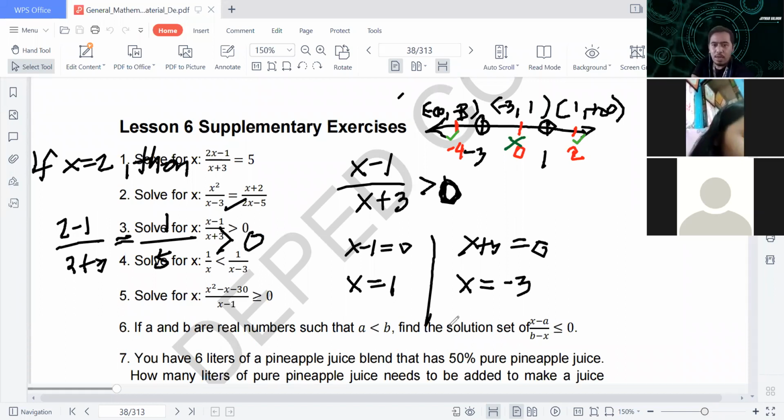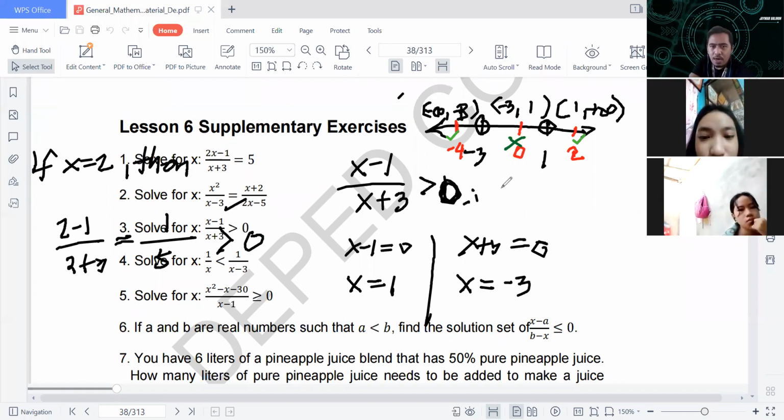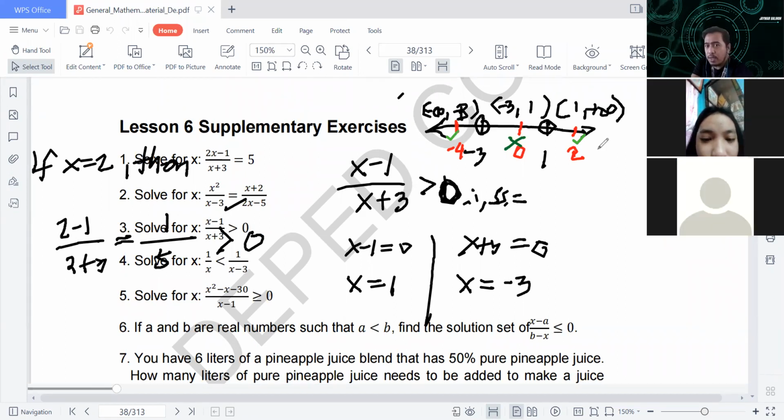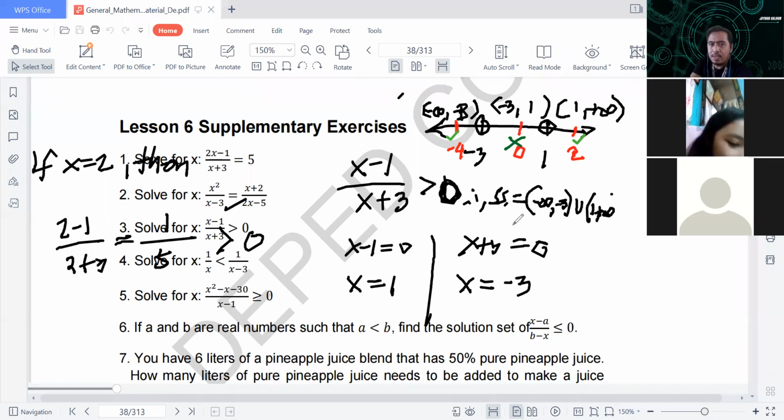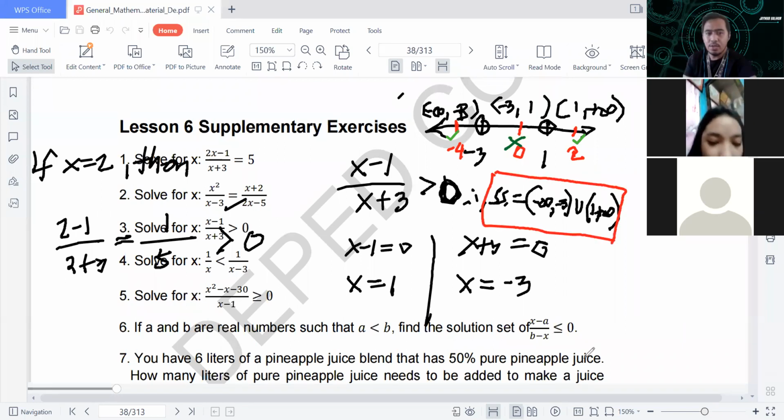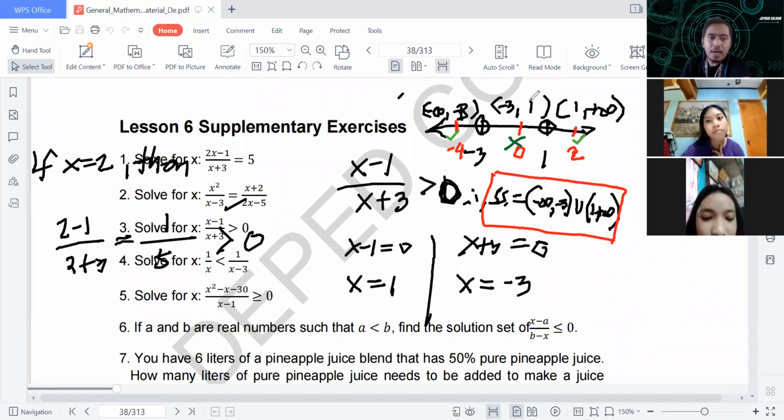So you can conclude now, therefore, our solution set is the set containing these two intervals: from negative infinity to negative 3, union the open interval from 1 to positive infinity. So this will be your answer. Any questions? None, sir. Okay. Are you ready for the next part? Yes, sir.